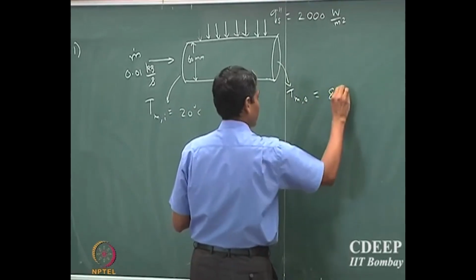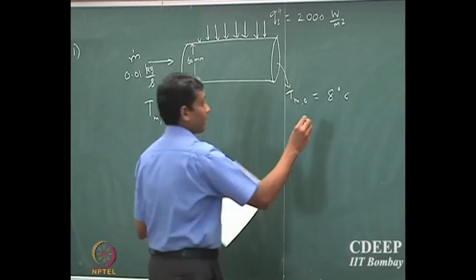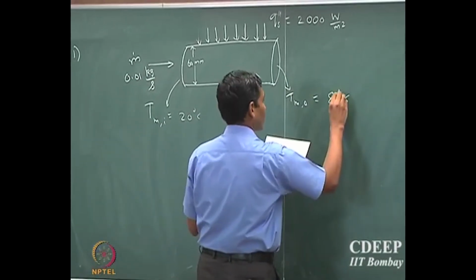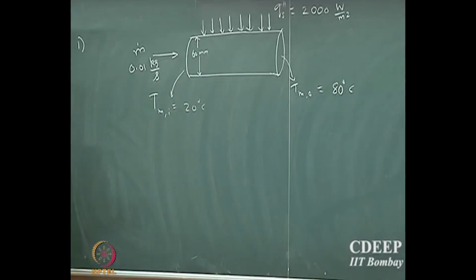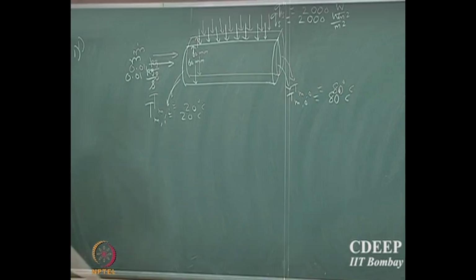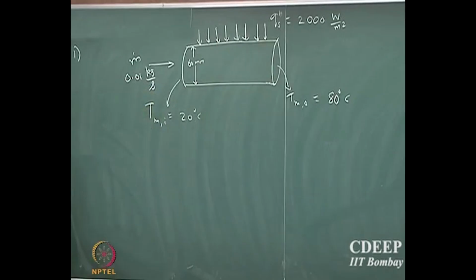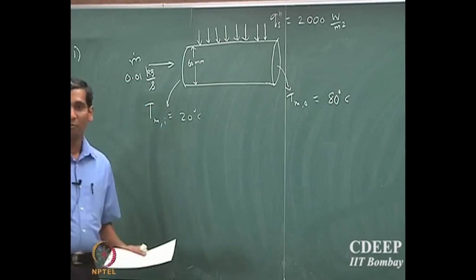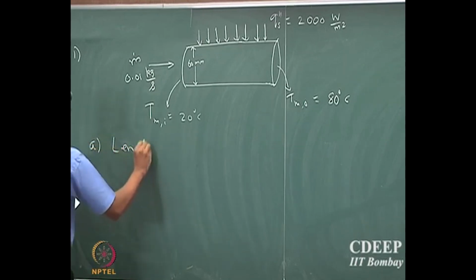The mixing cup temperature at the exit of the tube is 80 degrees C. So, obviously, you could imagine that the fluid is being heated up as it goes through the tube, and it is taking up heat from the fluid which is present around it. It maintains a constant flux of 2000 watt per meter square. So, the question is, what is the length of the tube?